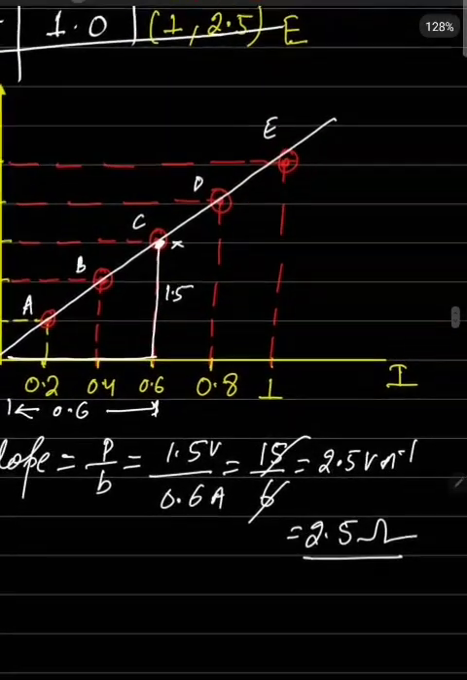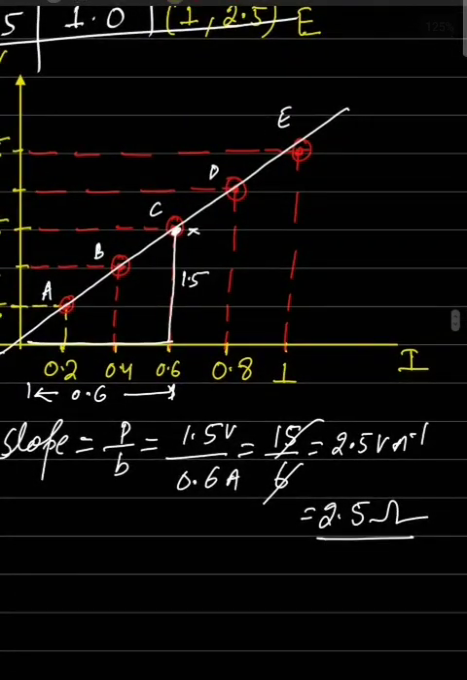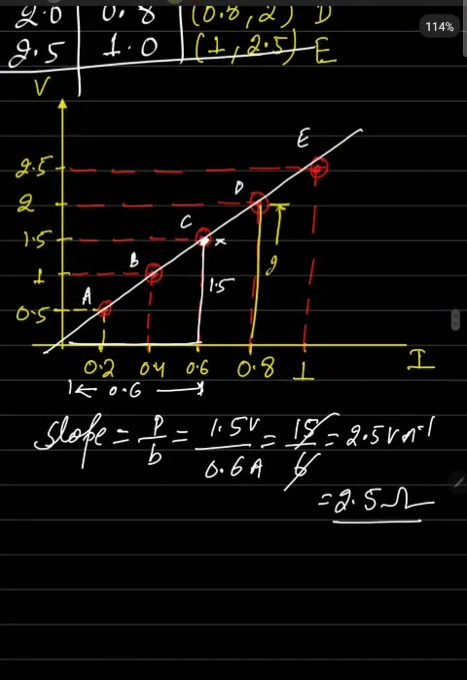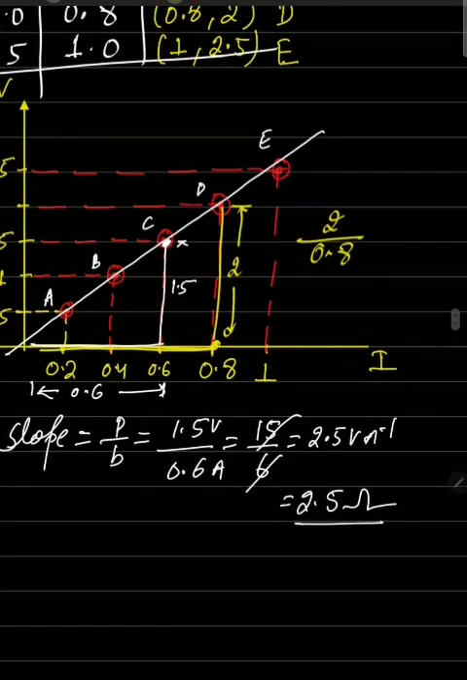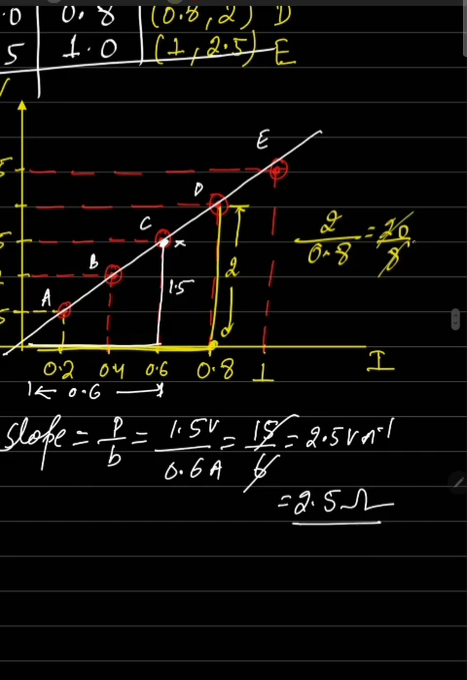Suppose you choose point D. Through D, draw one horizontal line and one vertical line. This vertical height is how much? 2 volt, and the horizontal length is 0.8. So suppose in this case also I find the slope, 2 divided by 0.8, so it will come 20 by 8. Again it will come 2.5 ohm.